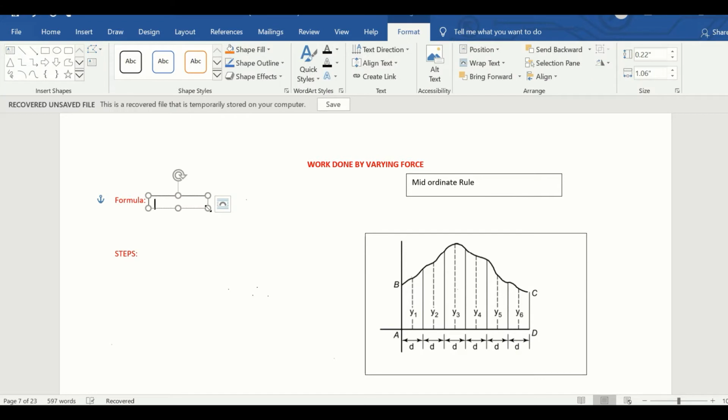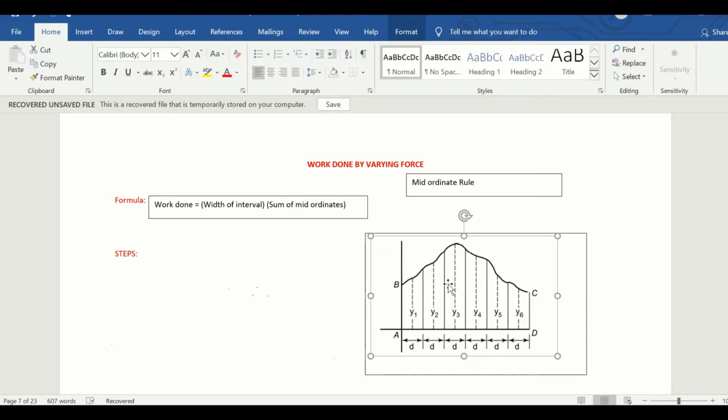The formula is this. The work done is equal to the width of interval times the sum of mid-ordinates. I will explain what I mean by width of intervals and the sum of mid-ordinates.